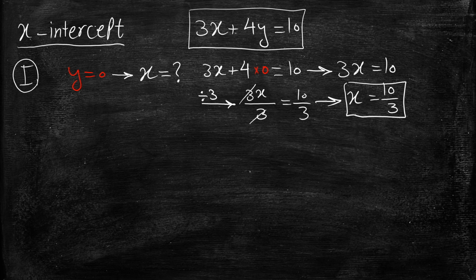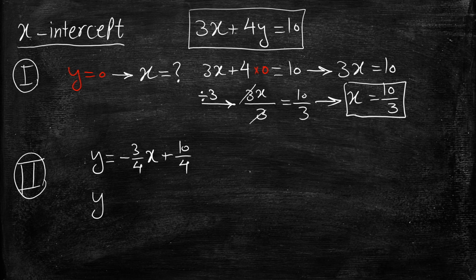At this point, y is 0. The line crosses the x-axis. That's the first method. And the second method, we're going to take advantage of the general form of a linear equation. So we already saw this equation. We converted into general form, and it looks like y equals negative 3 over 4x plus 10 over 4. And this is corresponding to the general equation, which is y equals mx, m is the slope, plus b. B is just this number.